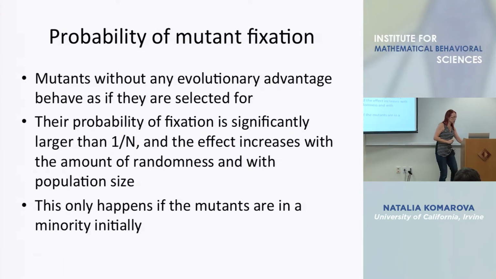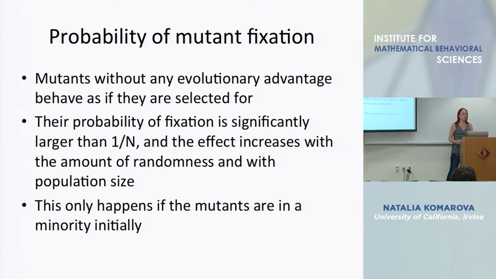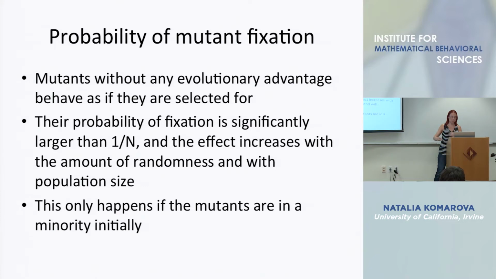So mutants, without any evolutionary advantage, behave as if they're selected for. Their probability of fixation is significantly larger than 1 over n, and the effect increases with the amount of randomness and with population size. And this only happens if the initial fraction of mutants is a minority, so if they're less than half. If they're more than half, the effect goes the other way around.